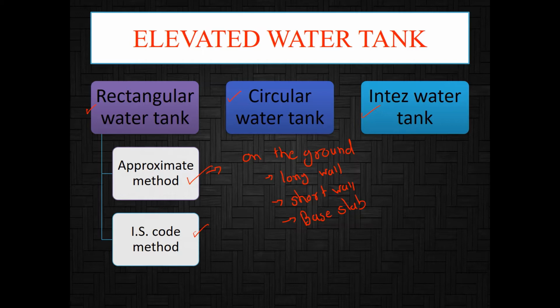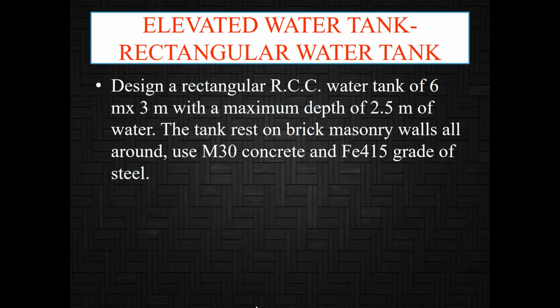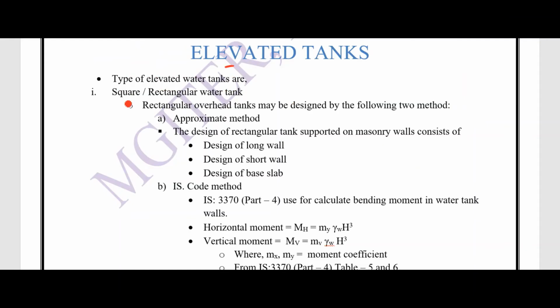You can go and check the videos of the rectangular water tank design on the ground water tank design, right? And in this lecture we are going to learn the IS code method, the Indian Standard Code method. So here is an example. Let's check this example in this elevated water tank. You can see the type of elevated water tank, rectangular water tank. We have two designs, approximate and IS code method.